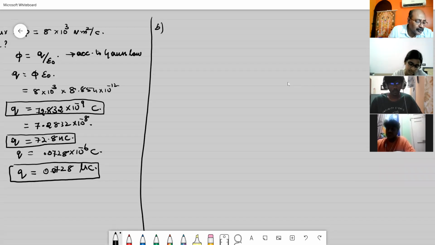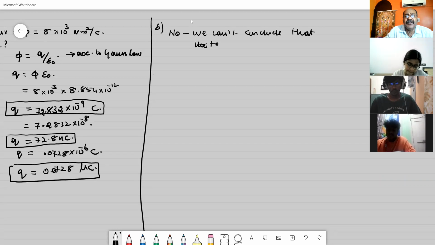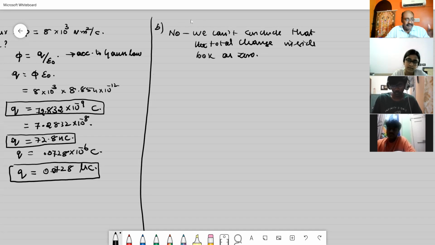See, the question is, if the net outward flux through the surface of the box were 0, could you conclude that there were no charges inside the box? No, we cannot conclude that the total charge inside the box is 0. It may be 0 or may not be 0.